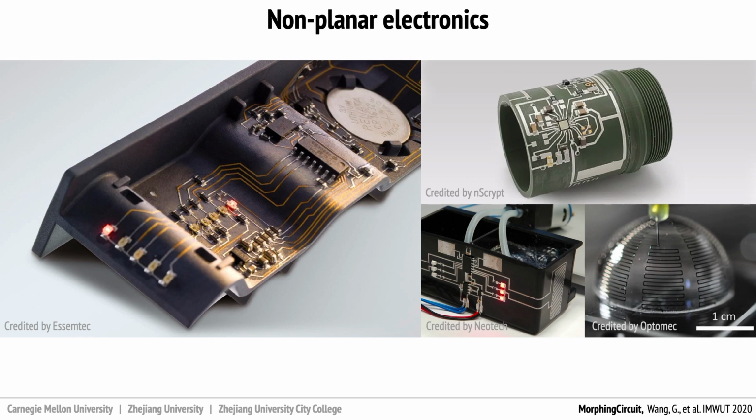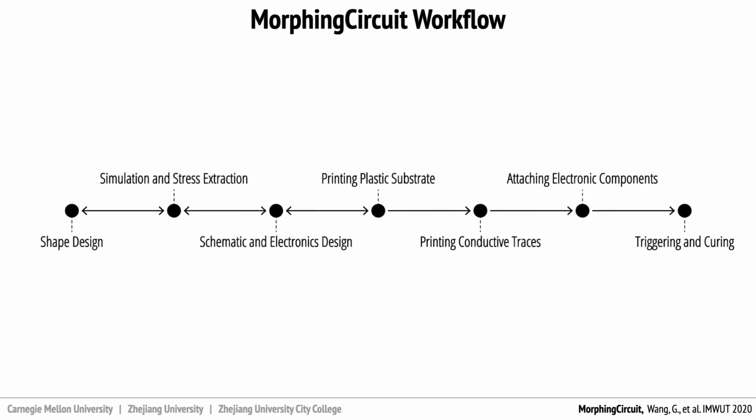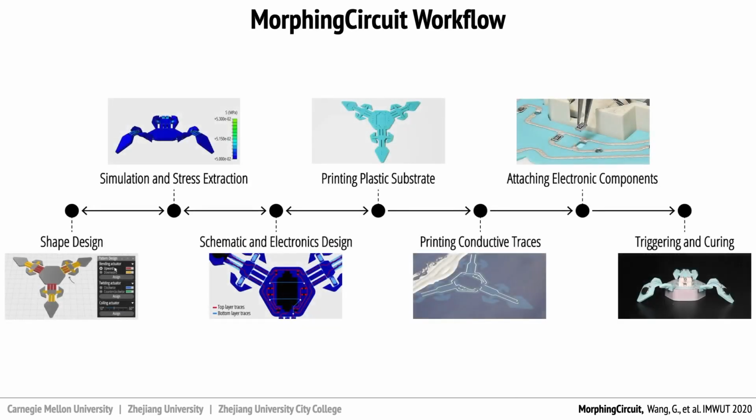What if we utilize the material's ability of shape transformation, such that a circuit can be manufactured in a planar version and then transformed to a complex 3D structure? In response, we introduce MorphingCircuit, an integrated design, simulation, and fabrication workflow that combines electronic functions with forms, which efficiently reduces cost, production time, and e-waste.